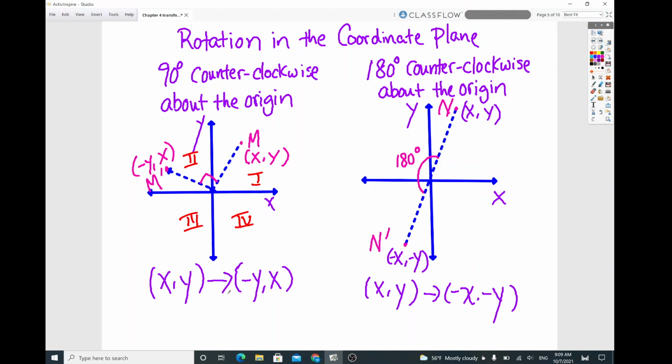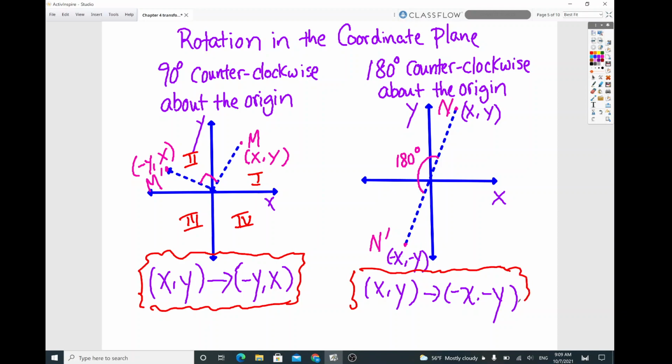Okay, so x, y maps to negative y comma x. This one is just like a general formula or a general technique to come up with a new position. And then for 180-degree counterclockwise about the origin, x comma y, start with the initial position, and then it rotates all the way to negative x, negative y. So x comma y maps to negative x, negative y.